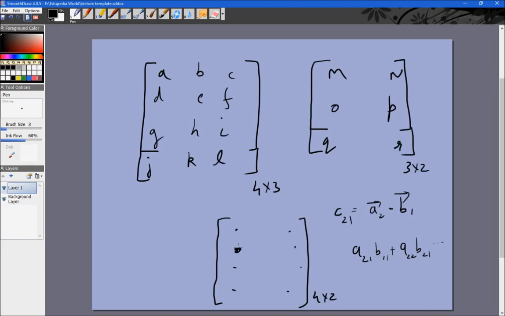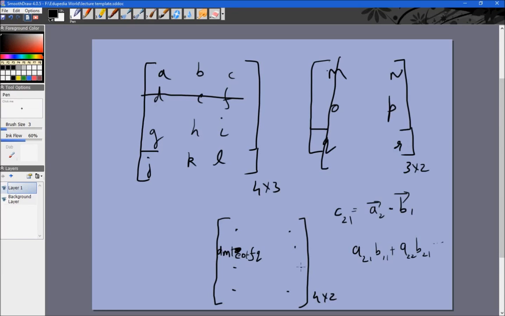So the entry in the second row and first column, you take the second row and you take the first column and you take the dot product of them. D times M plus E times O plus F times Q, that is the dot product of these two. So DM plus EO plus FQ. You notice the complicated definition? This is why I showed you why this definition is useful first, and it will be useful.